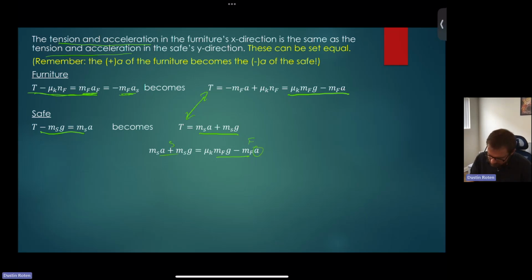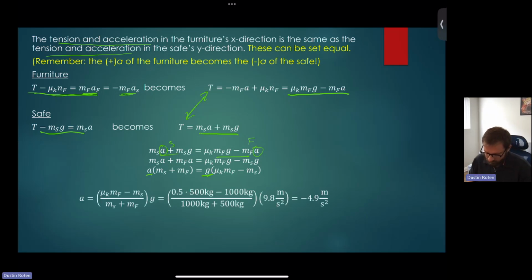Now, all we need to do is just figure out what A is, because A is going to be the acceleration of the safe. So I'm going to do a little bit of algebra here. And all I'm doing is just getting my A's on one side, G's on the other, and then I can pull those out. So I have A's pulled out, G pulled out. All right, now from here, I'm just going to divide and solve for A.